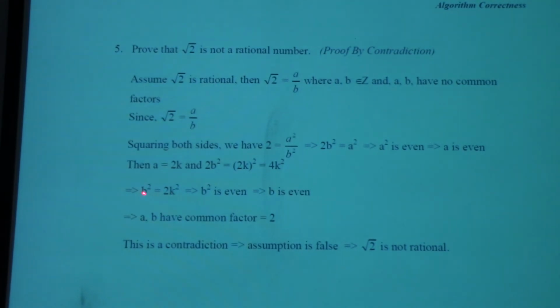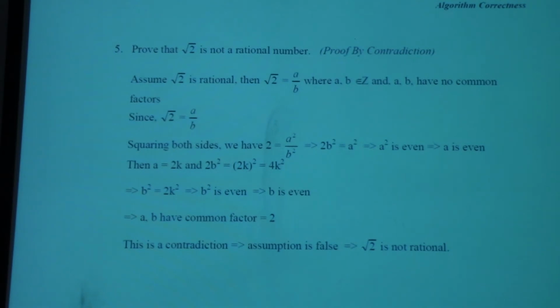which means that b squared is even, because it's 2 times k squared. And if b squared is even, that implies that b is even. So now we have proven that if radical 2 is rational, then a must be even and b must be even. But if they're even, then they cannot have no common factors, and we cannot be in lowest terms. So a and b are not in lowest terms. They have a common factor of 2. We said if this is the case, then they will have no common factor for a and b.